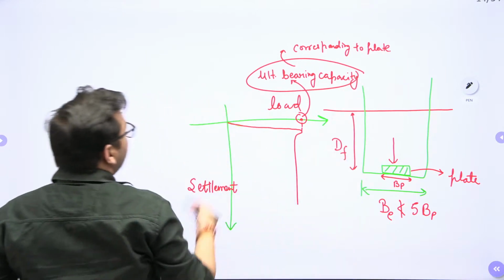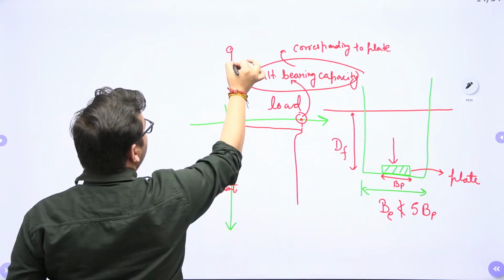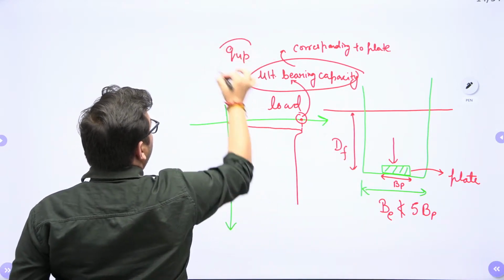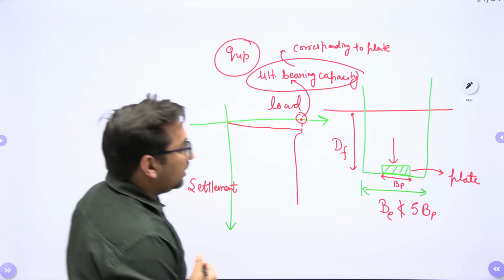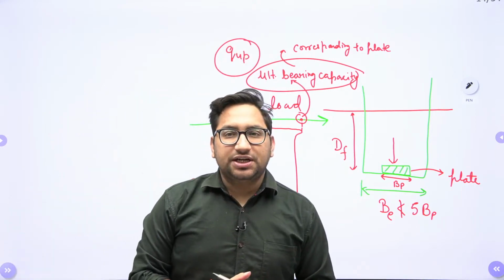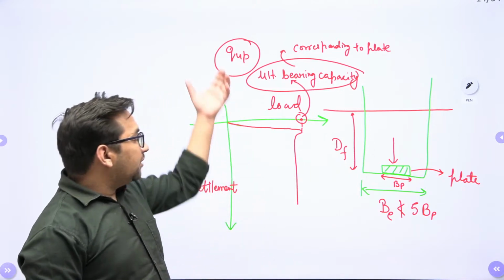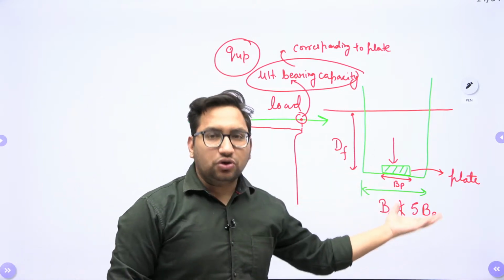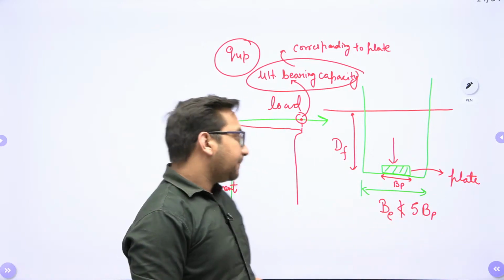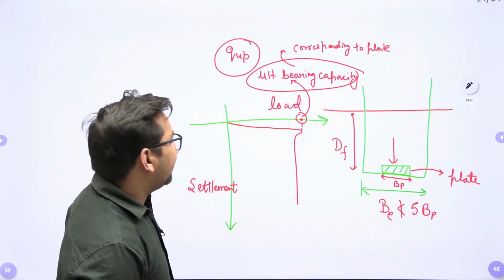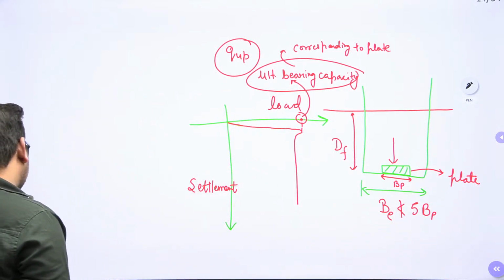Right? I am calling it QUP. So we got the ultimate bearing capacity corresponding to the plate. What we want is the ultimate bearing capacity of the foundation, not of the plate, right? For that, we have different relations based on the different types of soil.